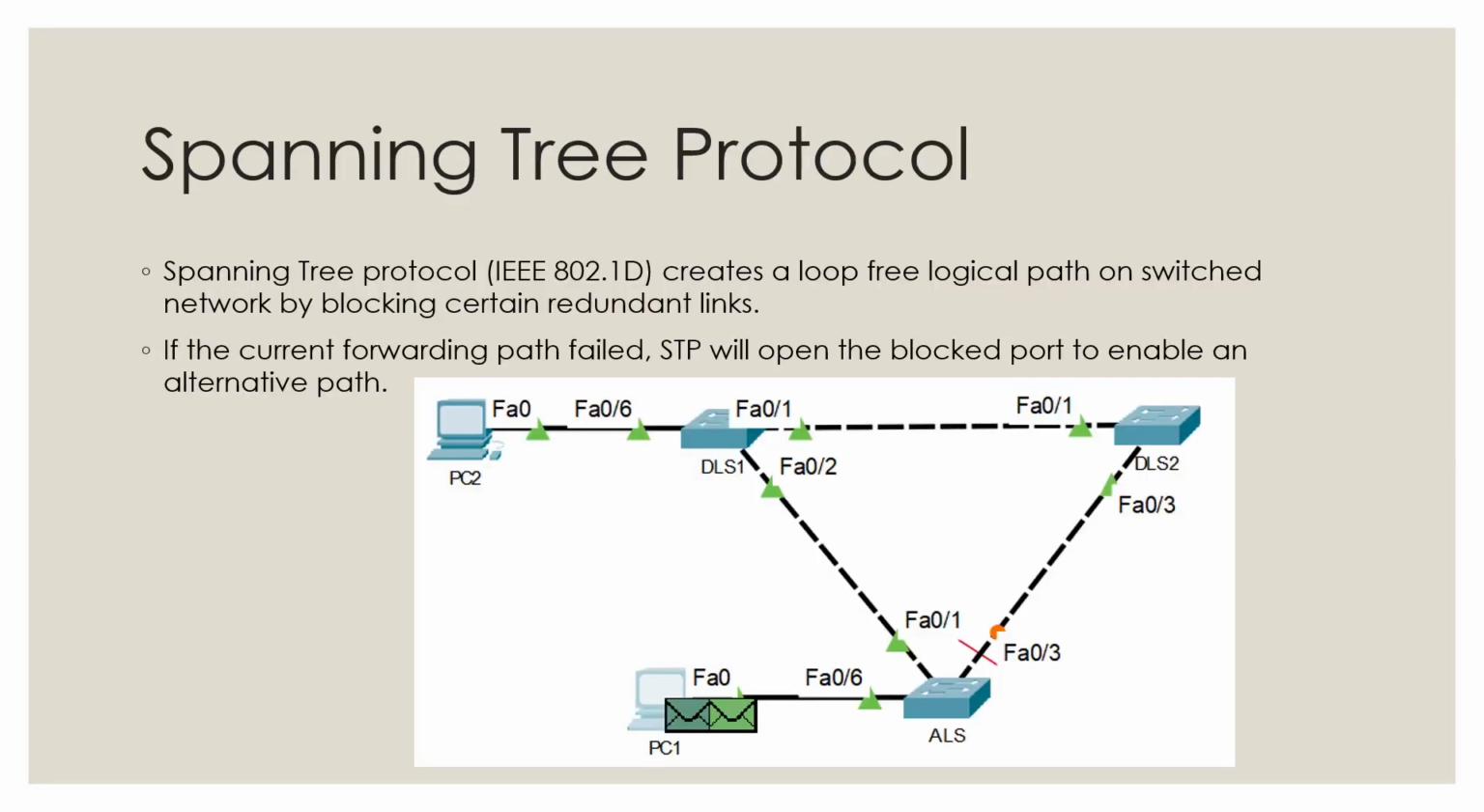Spanning tree protocol 802.1D creates a loop-free logical path on a switched network by blocking a port. So PC1 will use the left link to talk to PC2. If the left link fails, the access layer switch will open the blocked port to enable an alternative path for communication.